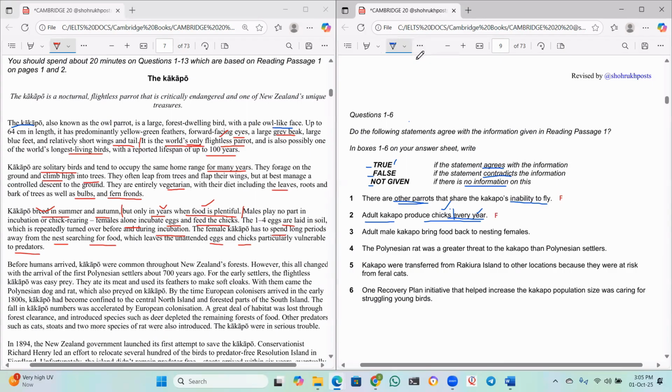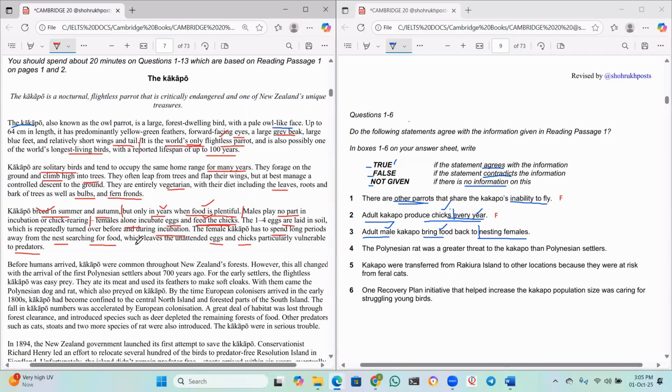Good. We got two answers here. Next one. Adult male kakapo bring food back to nesting females. So here he says a male brings food while the female is nesting. Okay, this is what he said. But what did we read in this paragraph? See, male plays no part in incubation or chick rearing. Females alone incubate eggs and feed the chicks. So whose duty is it? Female, they incubate the eggs and also they feed the chicks. Feeding means bringing the food.